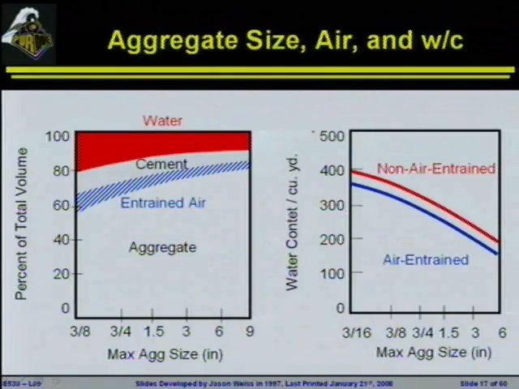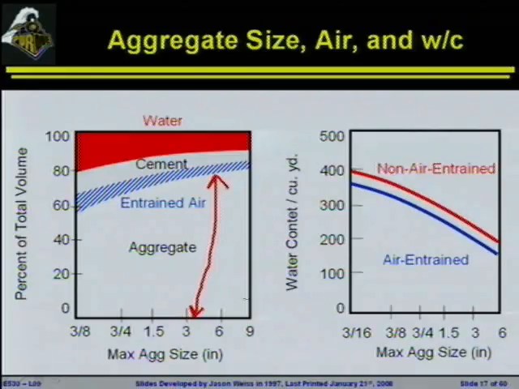Aggregate size, air and water to cement ratio. So here is an illustration of the information that I just mentioned. On the x-axis on these graphs, you will see aggregate size. This is the maximum size of the aggregate in inches. On the y-axis, on the graph shown on the left-hand side, you'll see the total volumes of the different materials. You'll see the volume of water, the volume of cement, the volume of air, and then the remaining portion here is the volume of aggregate.